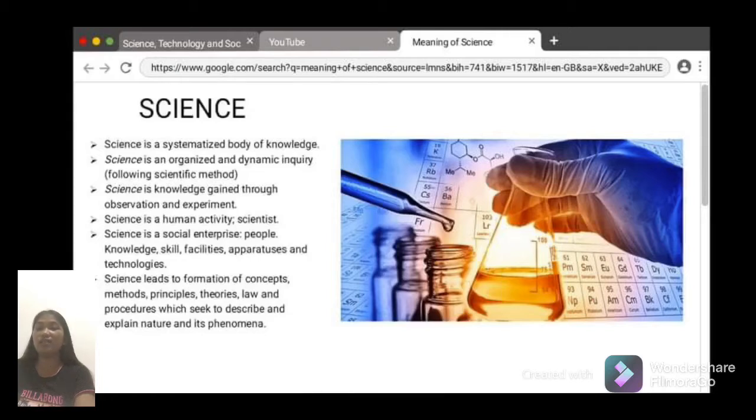Science is a human activity. Scientist, it is called scientist. Science is a social enterprise: people, knowledge, skills, facilities, apparatus, and technologies. Science leads to formation of concepts, methods, principles, theories, laws, and procedures which seek to describe and explain nature in its phenomena.